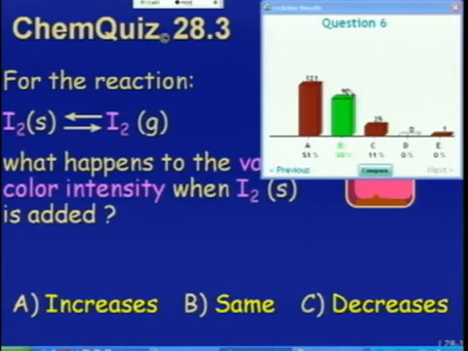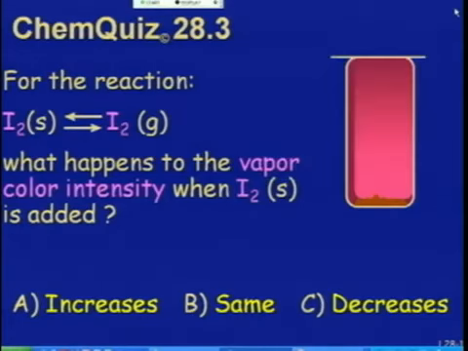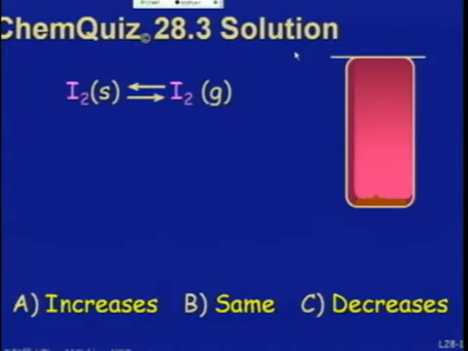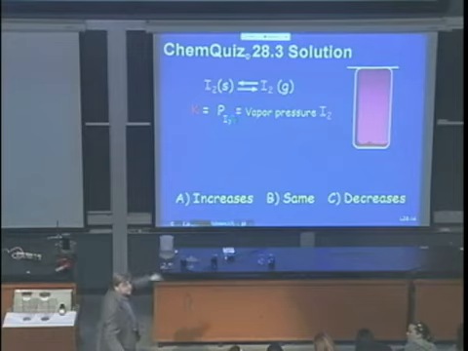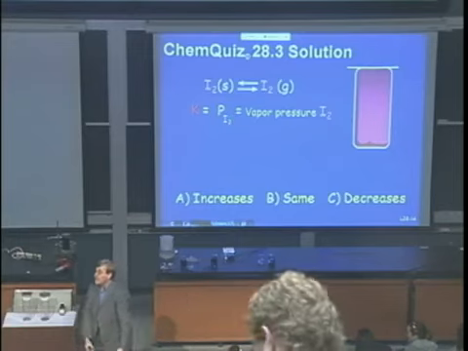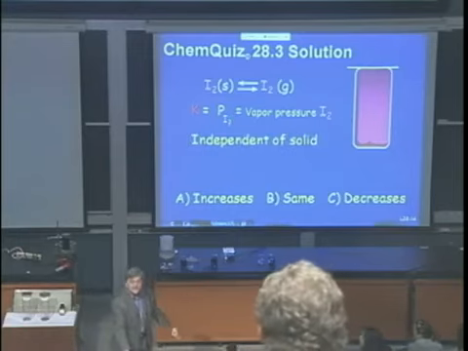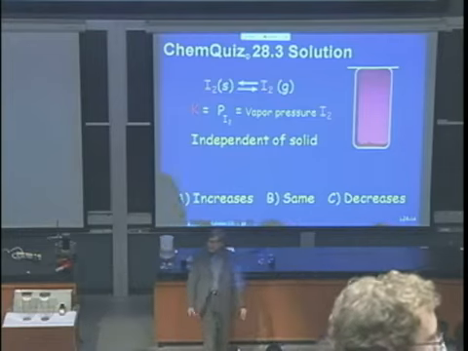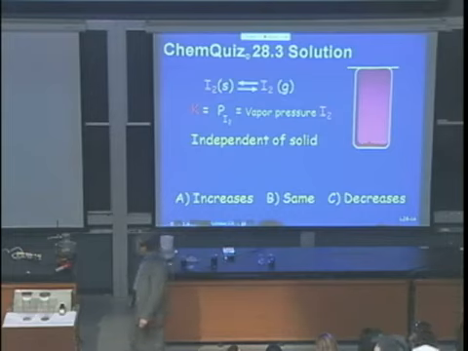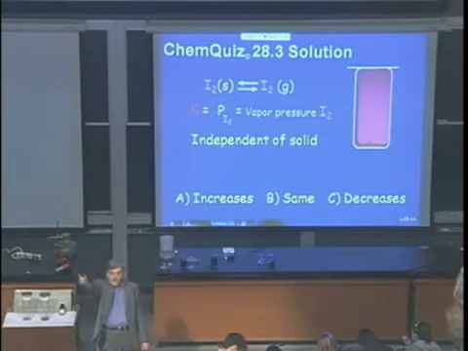It stays the same. And why is that? The amount of solid doesn't play any role, because K equals the partial pressure of the iodine, that's the vapor pressure of the iodine. At 25 degrees, it's always the same, and that's independent of the solid. Independent of the solid. So you put 1 there for the solid. Okay, I see you on Monday.